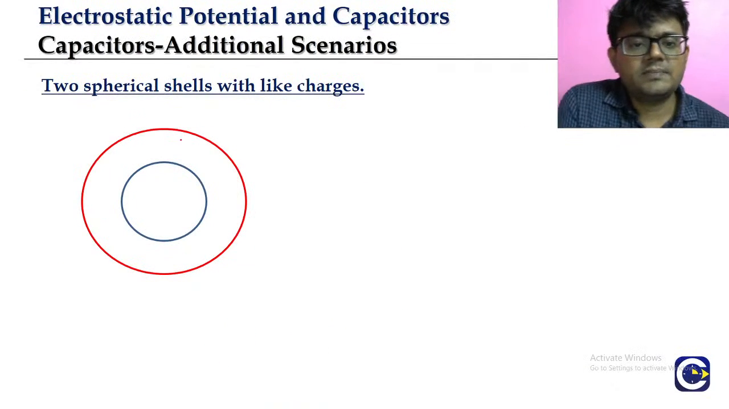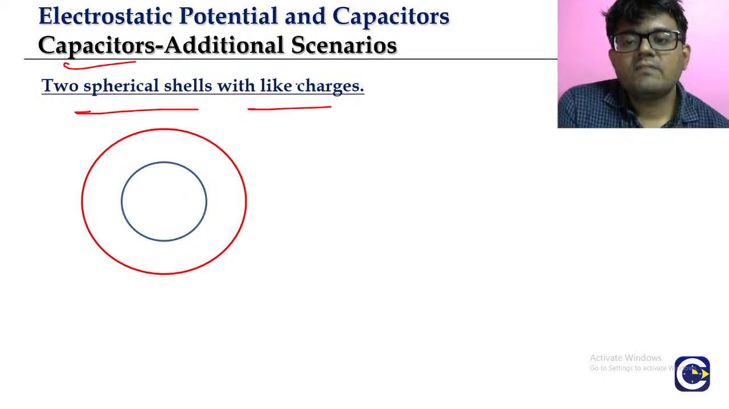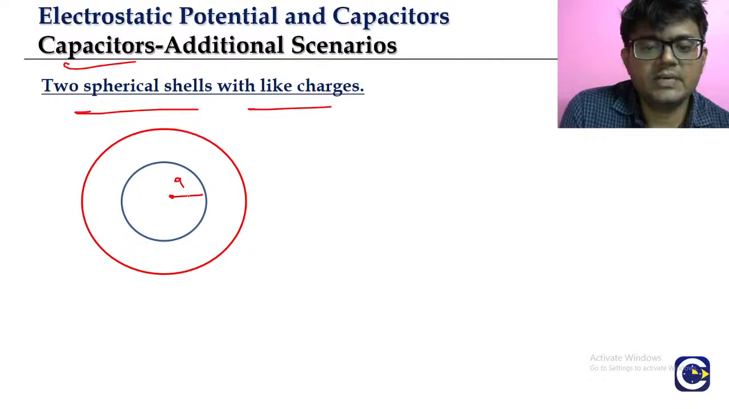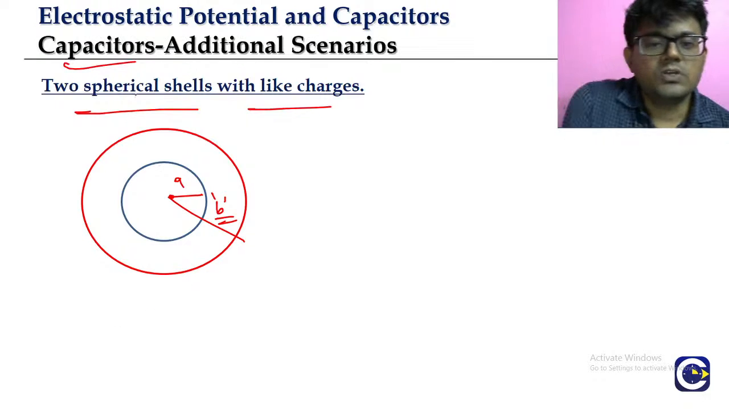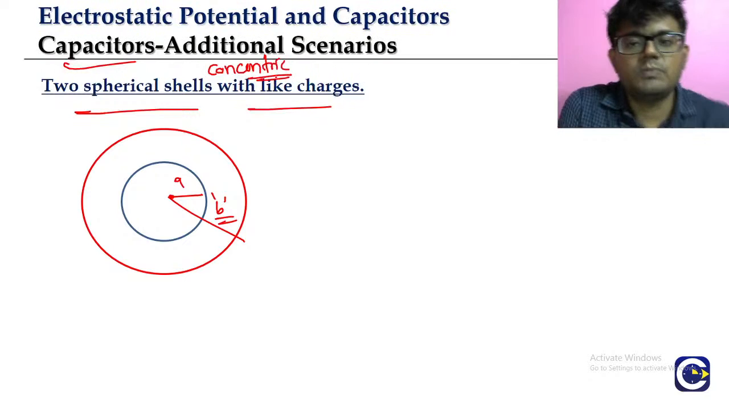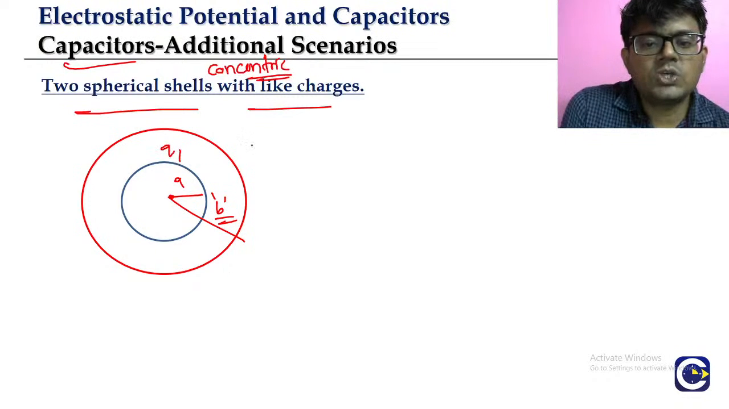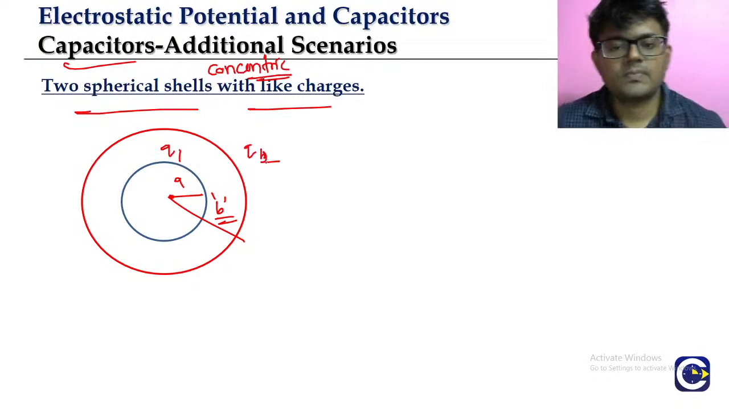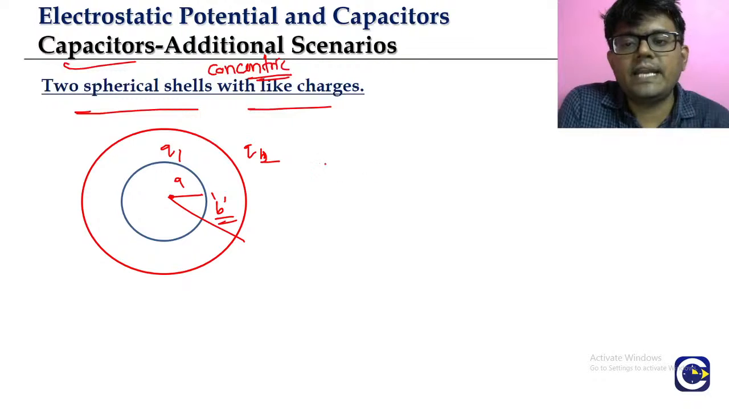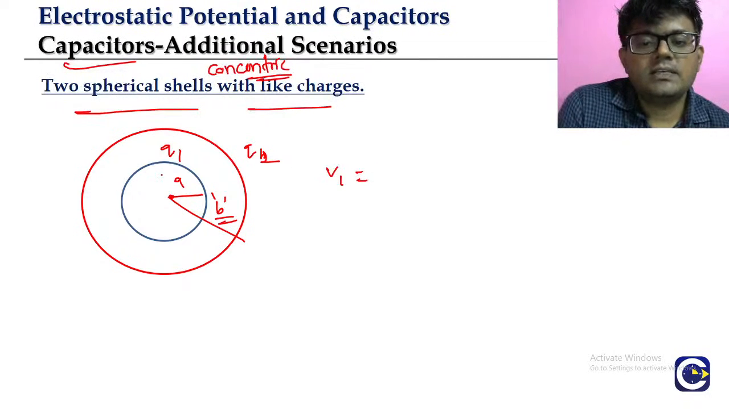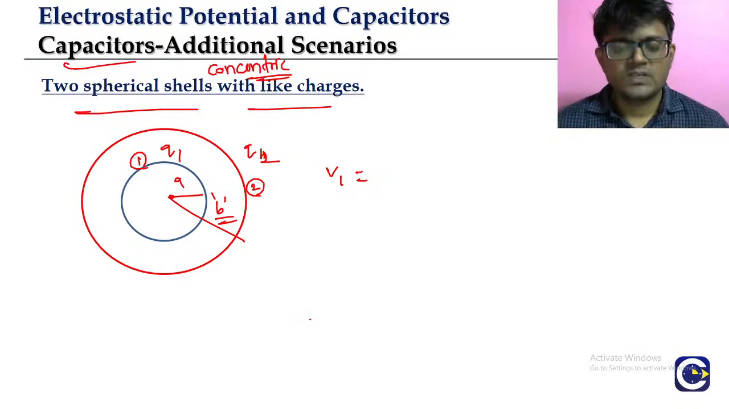Next, look at the last concept: if you have two spherical shells with like charges. Let us say, for example, its radius is a, and the outer one has radius b. Two spherical shells which are concentric, that's important, meaning they have the same center. Let us say the charge of the inner is q1 and the charge of the outer is q2. Now we will try to calculate the potential on surface 1 and the potential on surface 2.